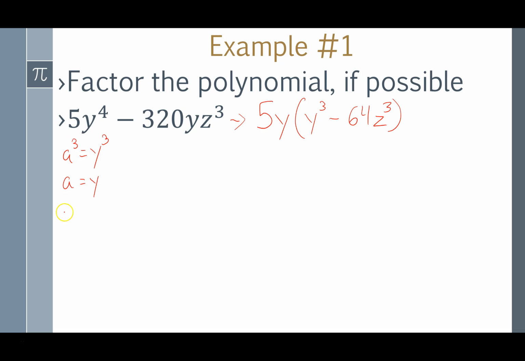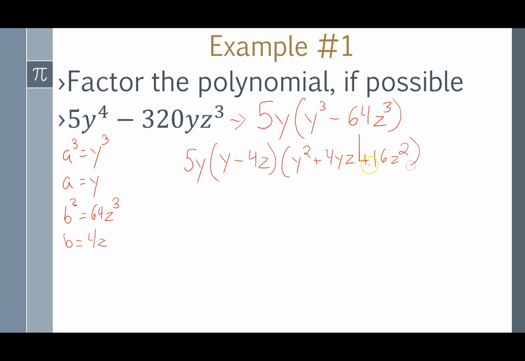The other term is the b cubed part. So b cubed is 64z cubed. Well, that means b is, well, what number cubed gets a 64? That would be 4, and then it would be z. So I can now rewrite that y cubed minus 64z cubed expression, since it's a difference, as a minus b, so y minus 4z, times a squared, plus a times b, plus b squared. So just y squared plus 4yz plus 16z squared right there. And that's our final answer.